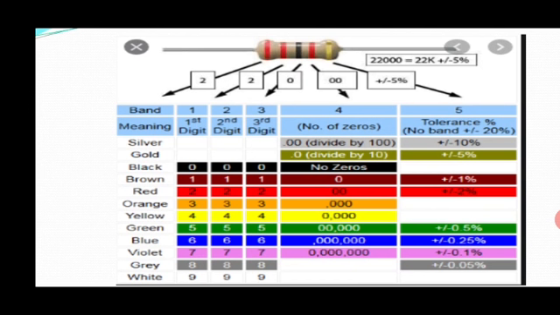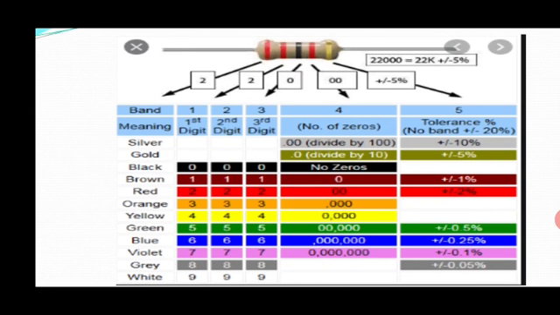If you're not understanding this, remember B.B. Roy, Good Wife, Great Britain, Very Good Wife in Great Britain. Now, it is left to you how you want to remember this. I hope you can see 0, 1, 2, 3, 4, 5, 6, 7 up to 9. The value of white is 9.